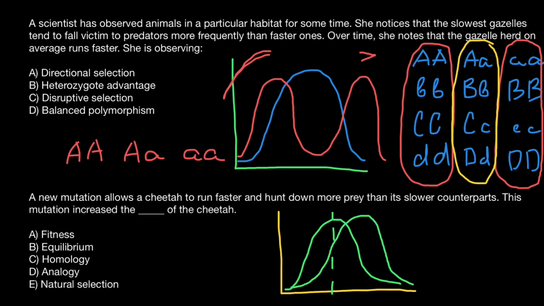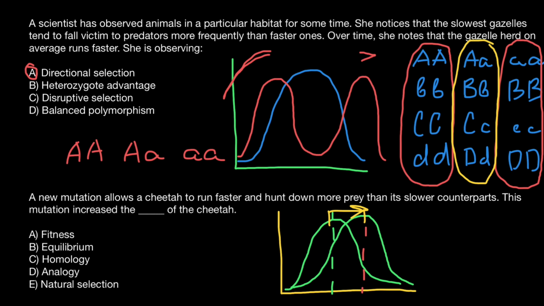So we see here a shift in the average speed of the average gazelle in this population, which also leads to better survivability and fitness. In this new population, we're still going to have a bell-shaped curve, but the average speed would be faster than in previous generations. So our choice is answer A. Over time, she noticed that the gazelle herd on average runs faster. She is observing directional selection.